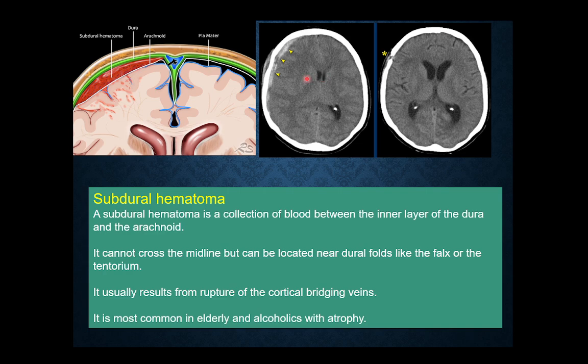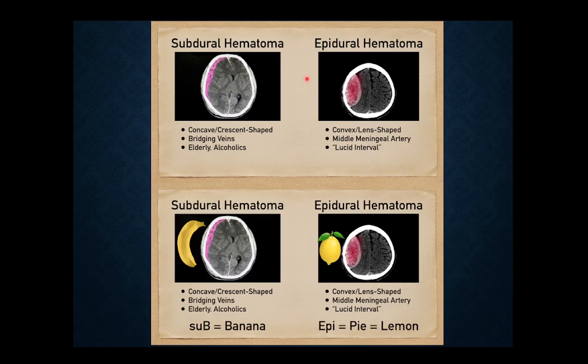Whenever there is midline shift to one side, there are chances that it is causing compression of the vital structures, especially the vessels. Okay, so subdural has a banana appearance.